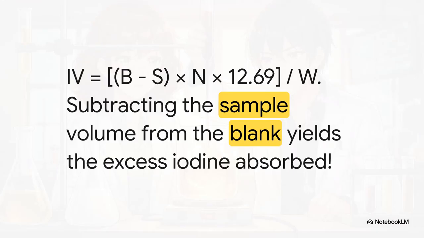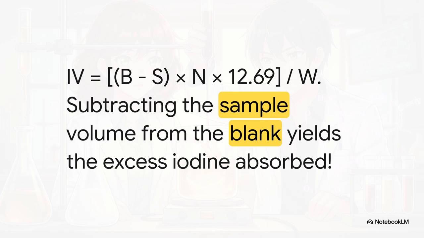With our titration complete, it's time to crunch the numbers. The crucial formula is this. The iodine value equals the blank volume minus the sample volume, multiplied by the normality of the thiosulfate, multiplied by 12.69, all divided by the sample weight.